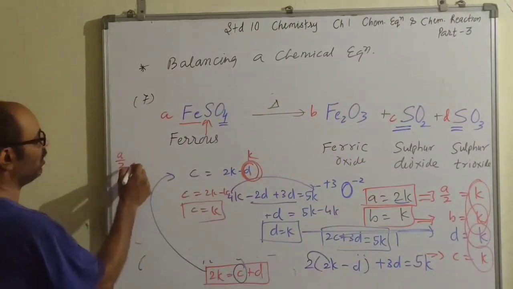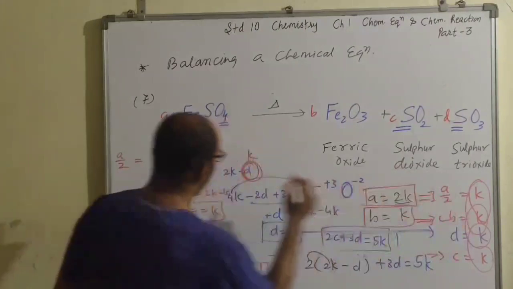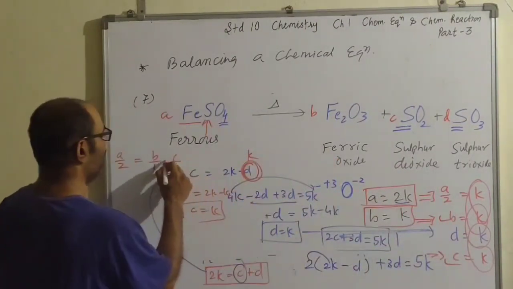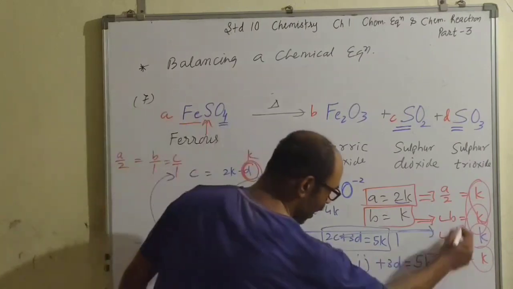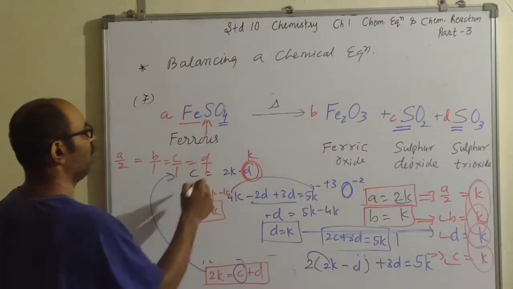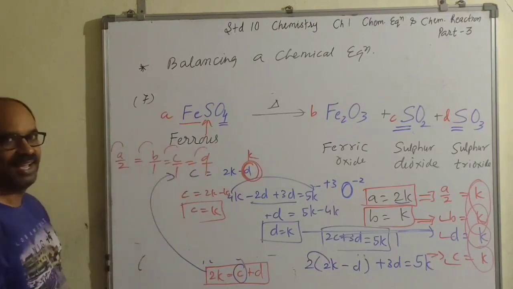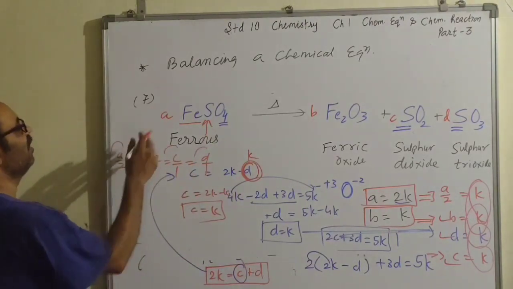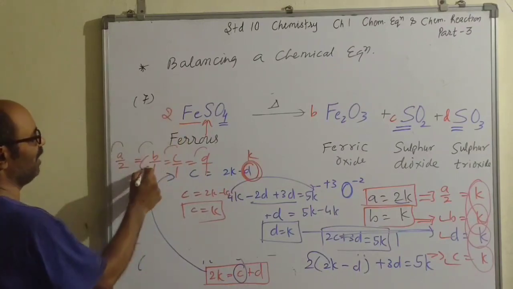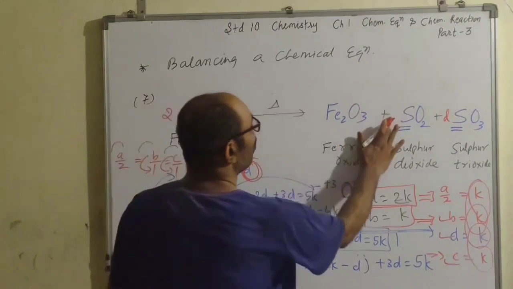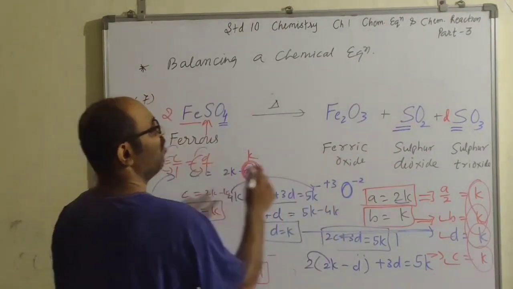A upon 2 is equal to B की बारी B upon 1, C की बारी C upon 1 and D की बारी D upon 1. सबका कोएफिशिएंट 1 1 1 1 है. Correct? So what is A? 2. What is B? 1. No need to write. What is C? 1. No need to write. And what is D? 1.